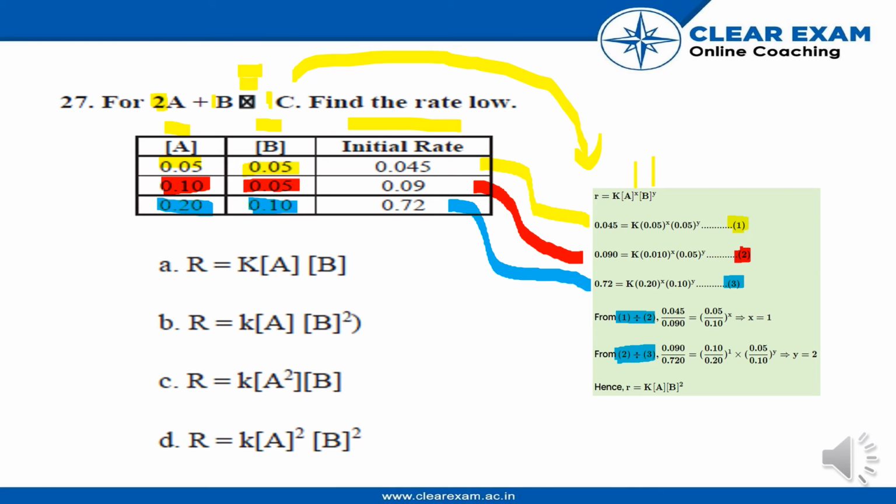So from that we can find the value of x as 1, and from this we can find the value of y as 2. Hence we can say that the rate of this chemical equation is r equals k. For x we will replace 1 and for y we will replace 2. So the rate becomes r equals k, A power 1 and B power 2.